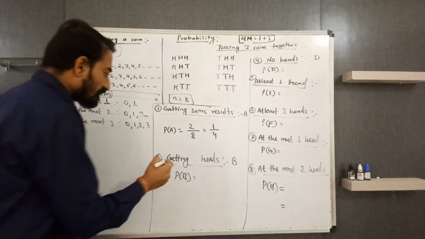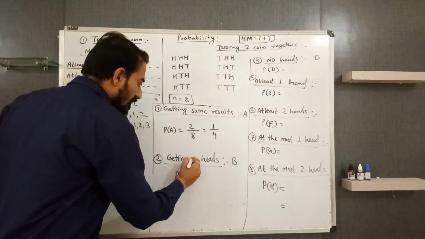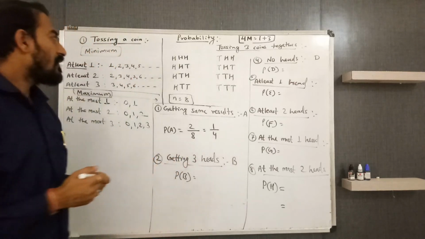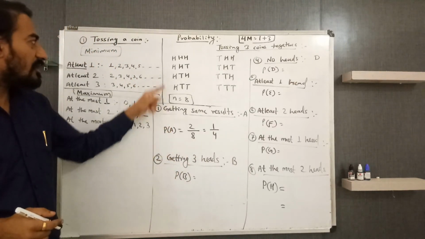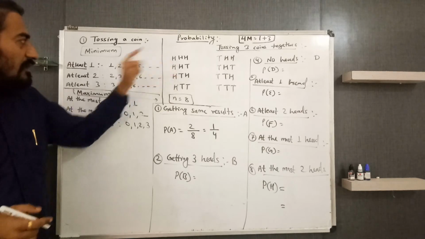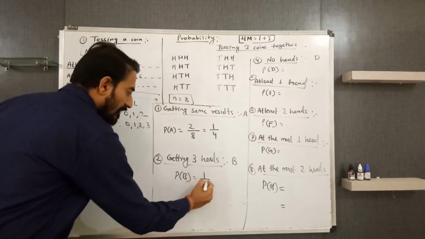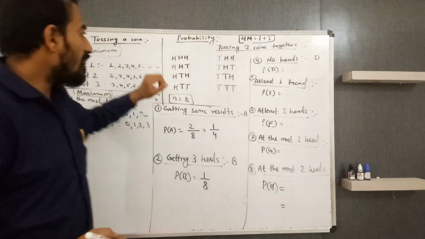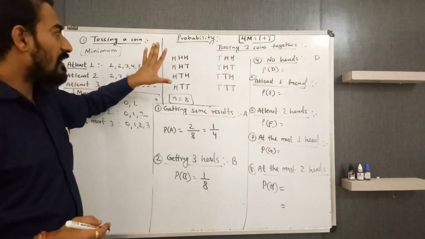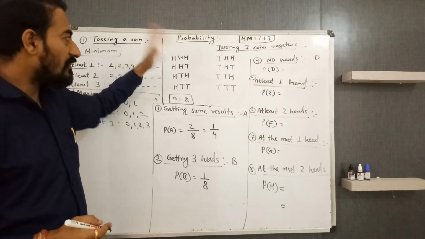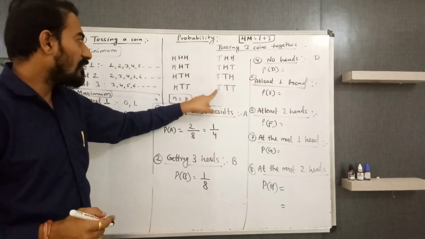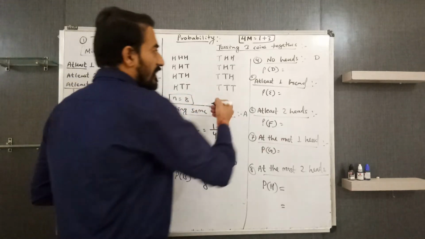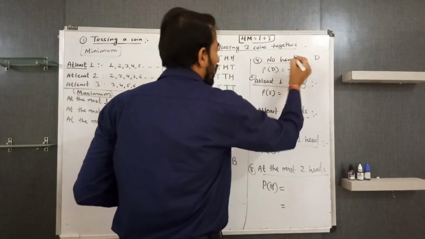Now next, getting 3 heads. How many outcomes do we have of getting 3 heads? Only 1. Then its probability will be 1 by 8. Next, no heads. How many outcomes do we have in which we don't have a head? It means we have only tail. Look at this, only 1. Only in this outcome we don't have head. So its probability will be 1 by 8.